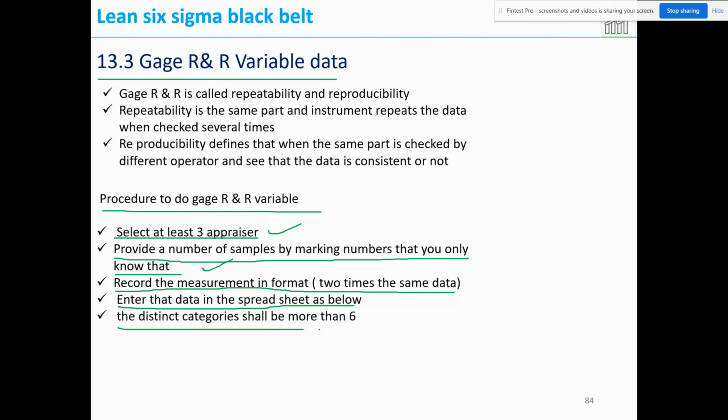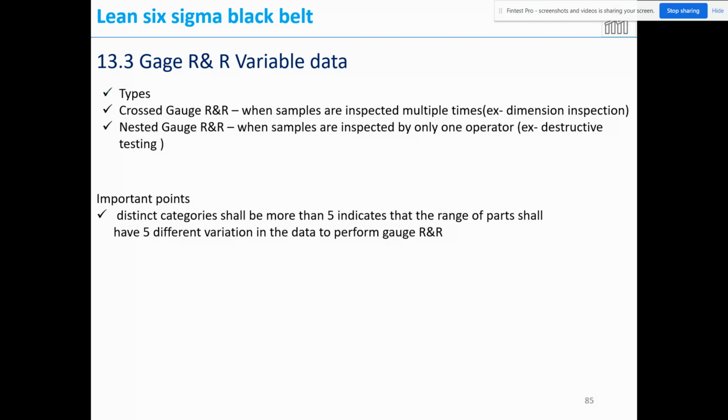The distinct category shall be more than 6. So what is distinct category? We'll see. Now, there are two types of gauge R&R we can plot. The first one is crossed gauge R&R. We use crossed gauge R&R when samples are inspected multiple times. Example, dimension inspection. Say you have a micrometer and inspect some diameter. It can be measured multiple times. So that is a crossed gauge R&R. Many people can measure the same set of data for the same product.